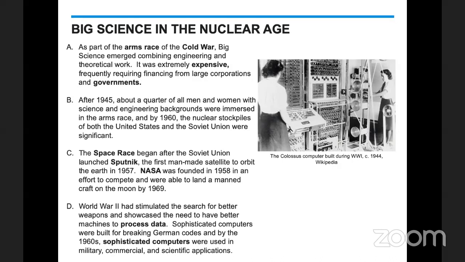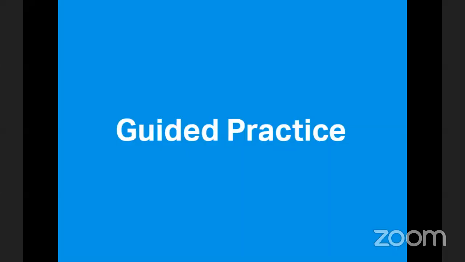And if you can see on the right, there is a British computer that's built during World War, and I'm sorry, that's a mistake, it should be World War II, that was the Colossus used to break German codes. And of course, now we're all walking around with computers in our hands, right? So we've come a long way since then.